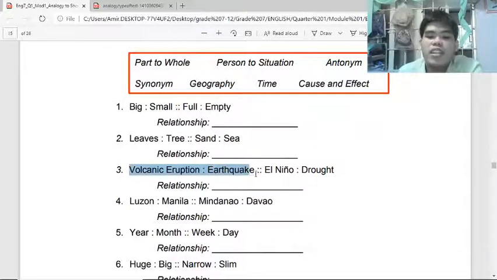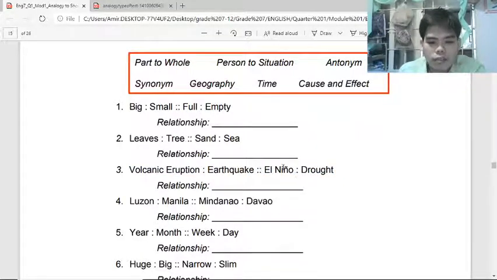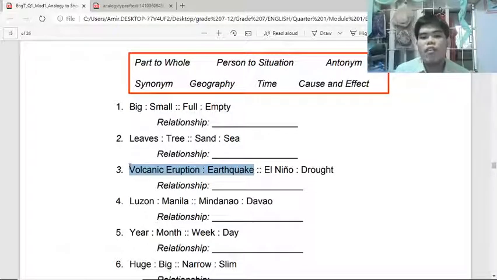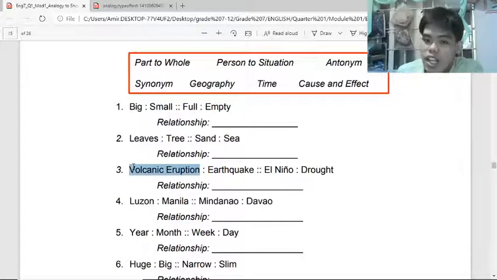Volcanic eruption is to earthquake. El Nino is to drought. Okay, so again, let's just look at the first pair. If there is a volcano erupting, like what happened in Mount Taal, because of the force of the volcanic eruption, the ground shakes, resulting in an earthquake. Because of that word, resulting in an earthquake, we already know that the relationship is cause and effect. So why is there an earthquake? The cause is there was a volcanic eruption. And because there was a volcanic eruption, the effect is that there was an earthquake.